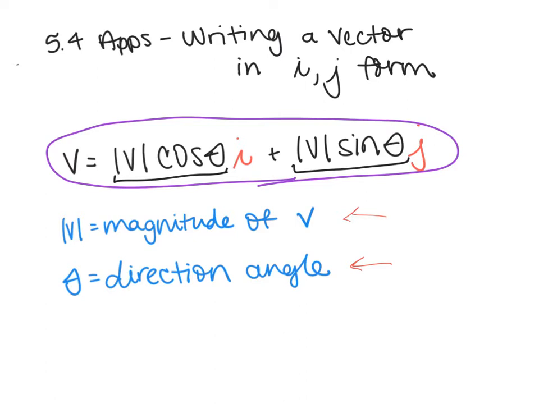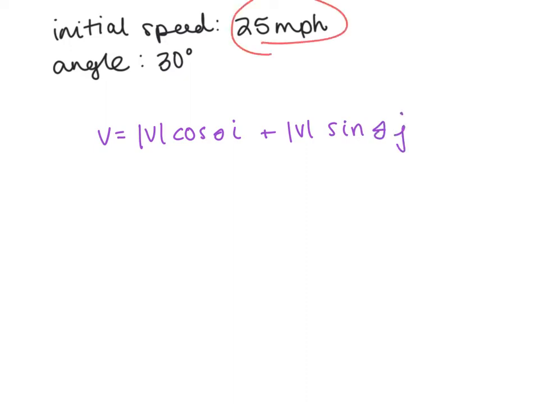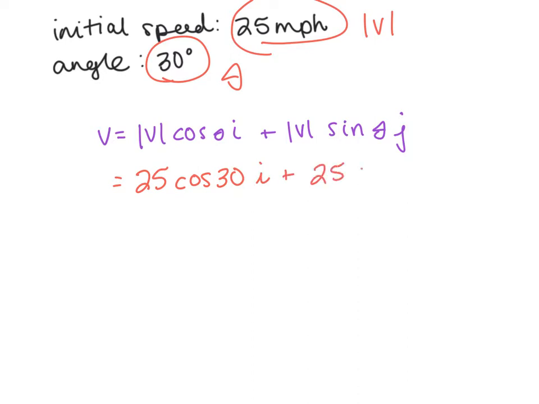So this first one is just an example of getting to IJ form. In the problem it said we had an initial speed of 25 miles per hour and an angle of 30 degrees. So again, our formula is magnitude times cosine theta i plus magnitude times sine theta j. In this case, 25 miles per hour is our magnitude of our vector v. 30 degrees is our angle. So we just plug that in: 25 cosine of 30 times i plus 25 sine of 30 times j.